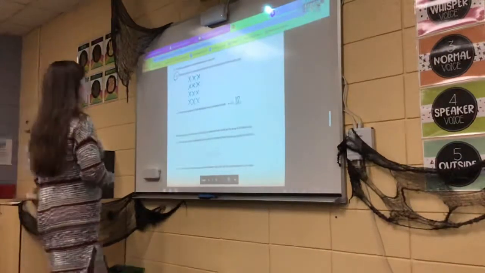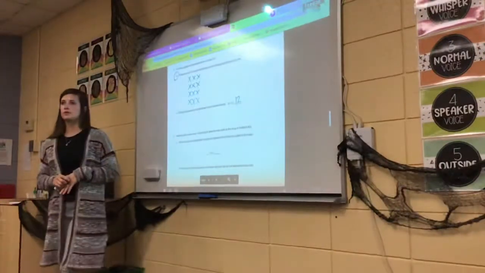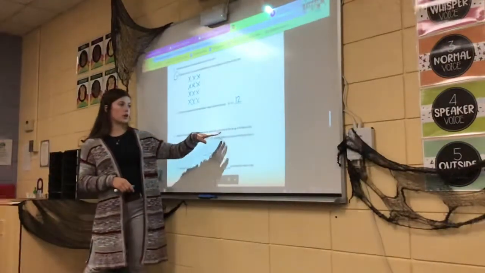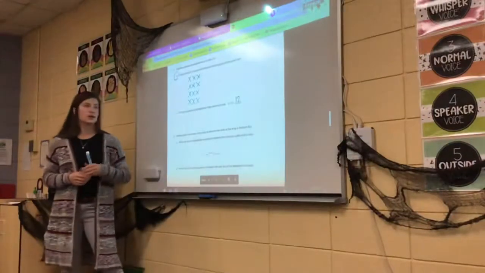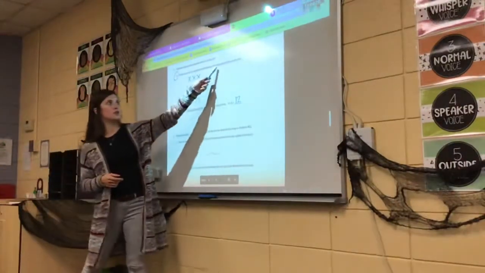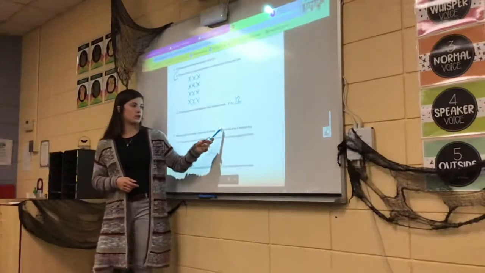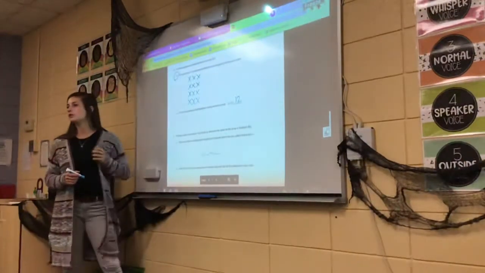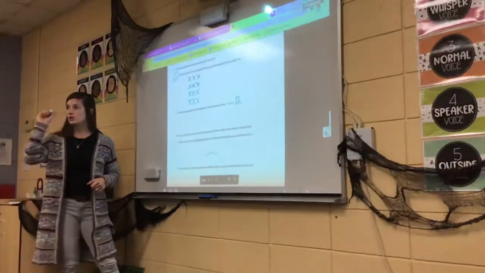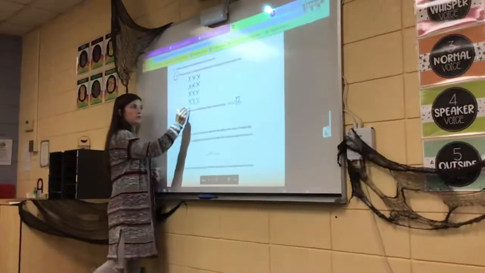5 says, Matthew adds 2 more rows. Use circles to show his new cards on the array. So you should have used X's. It says use an X to show each card, and now we're using circles. He has 2 more rows. So just use circles now to show 2 more rows.